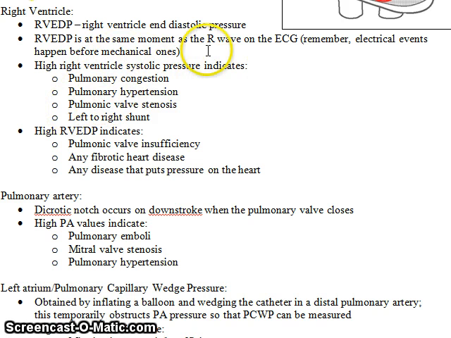The cause of problems in the right ventricle is going to be on the pulmonary side: pulmonary congestion, pulmonary hypertension, pulmonic valve stenosis, a left to right shunt, meaning blood is moving from the left side of the heart into the right, so increasing the pressure. Because if blood is moving from left to right, that means more blood is on the right side than should be. A high right ventricle EDP, the end diastolic pressure. Again, pulmonic valve insufficiency, or anything that puts pressure on the heart to cause the pressure to back up.